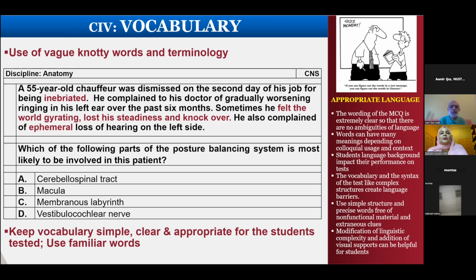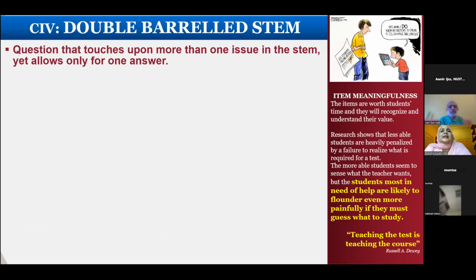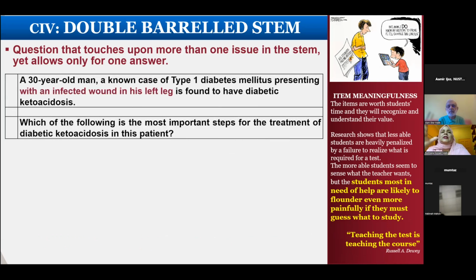Use familiar words. A question that touches upon more than one issue in a STEM, yet allows only one to answer, confuses the student over here. These are called double-barreled STEMs. A 30-year-old man, a known case of type 1 diabetes mellitus, presented with an infected wound in his left leg, is found to have diabetic ketoacidosis.